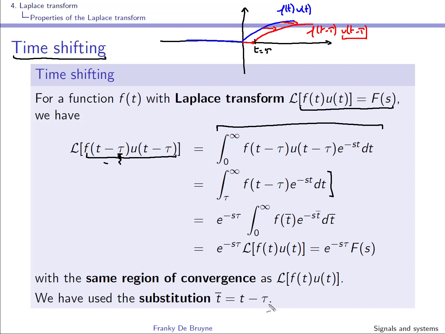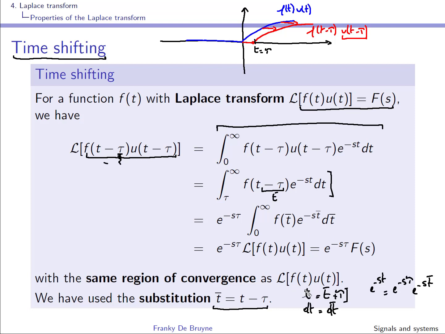And what we'll do now is use the substitution t bar equals t minus tau, so obviously t will be t bar plus tau, and dt will be equal to dt bar. So this is t bar. Obviously e to the minus st will be, using this expression over here, e to the minus s tau times e to the minus s t bar.